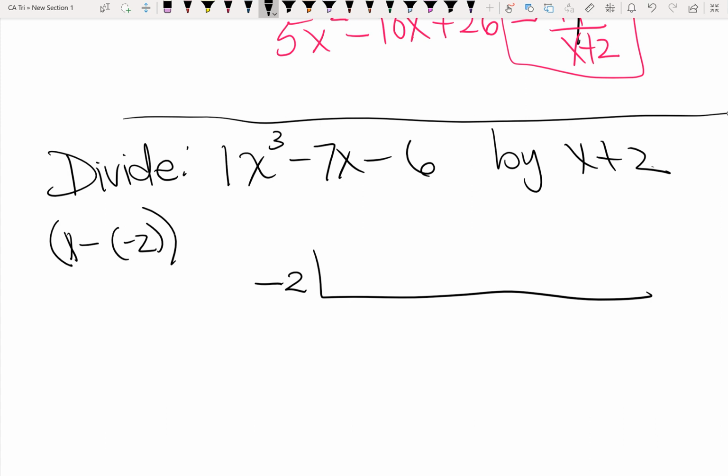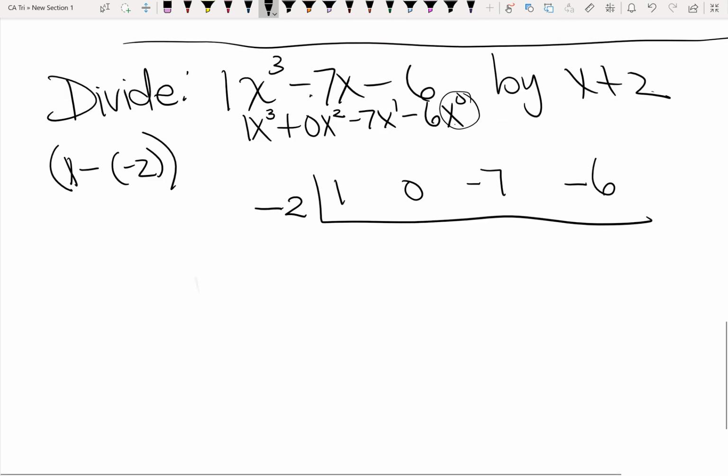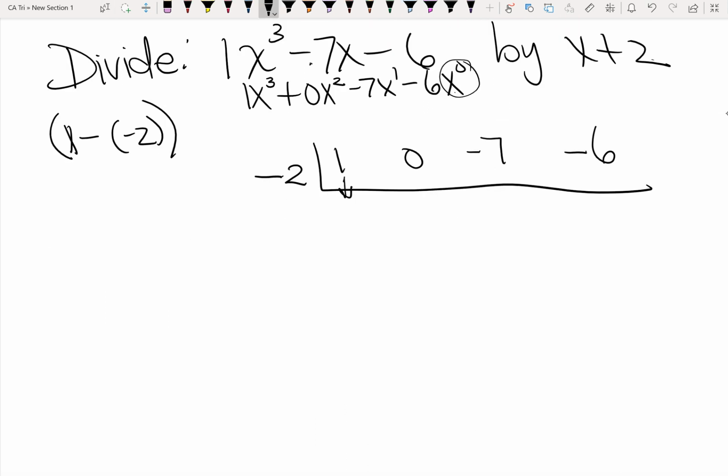Okay, remember this is a 1. The x squared is missing, so remember we're going to write this as 1x cubed plus 0x squared minus 7x minus 6. Remember, this is x to the 0, this is x to the 1. We don't usually write the x to the 0, just remember that it is there. So we spread this across using the coefficients, so 1, 0, negative 7, negative 6, and we begin the process by dropping the 1. Remember, this is all multiplication, so you multiply, you bring it up here. So negative 2 times 1, negative 2, so here's negative 2.